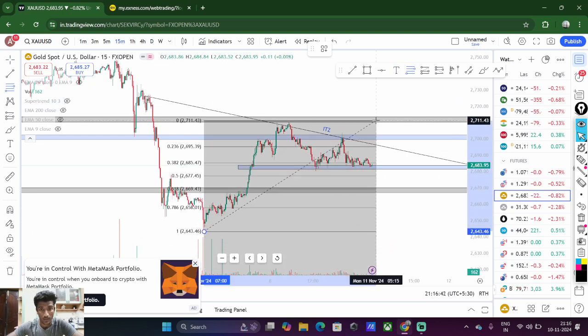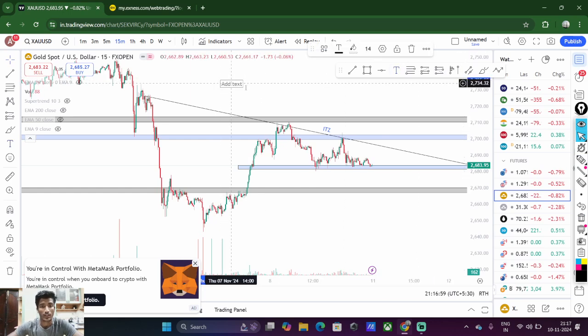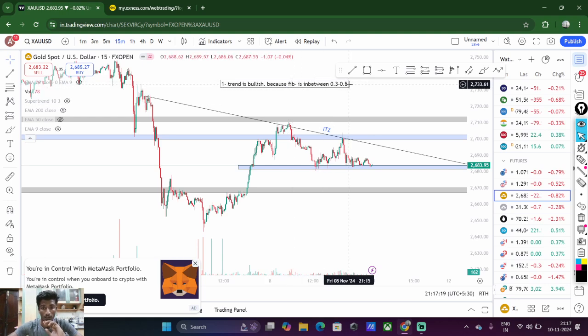And if we see this uptrend, it has retraced till 0.382. So the ideal reversal zone or trend continuation zone is 0.382 to 0.5. Do you understand my point? We have identified that one trend is bullish, right? Why? Because the Fib is between 0.3 to 0.5. Then what is the second thing that we're identifying?